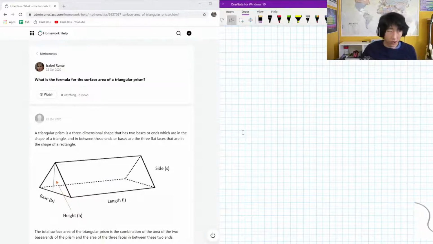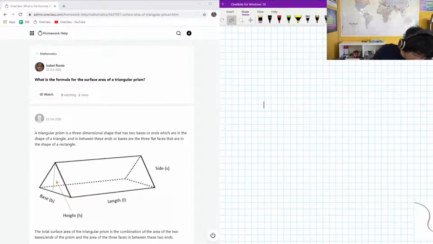Okay, so here we have the next question on the menu today, which is asking us, what is the formula for the surface area of a triangular prism? Okay, so here we have a little diagram of a triangular prism, but it is often very helpful for us to try to find a way to unfold this and then just find the areas of all the shapes that make it up in the first place.